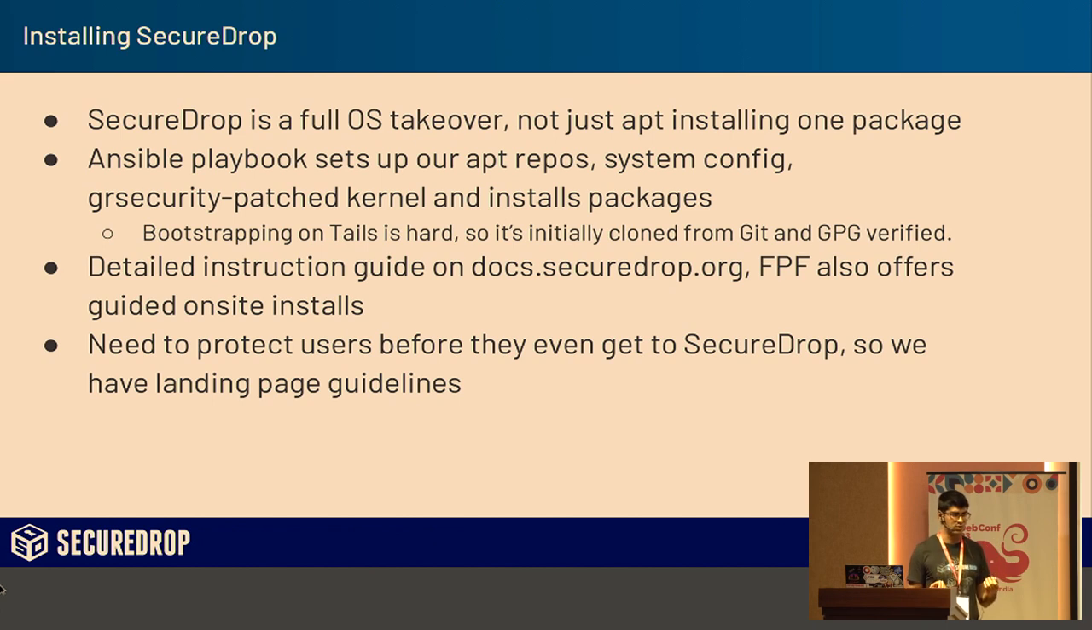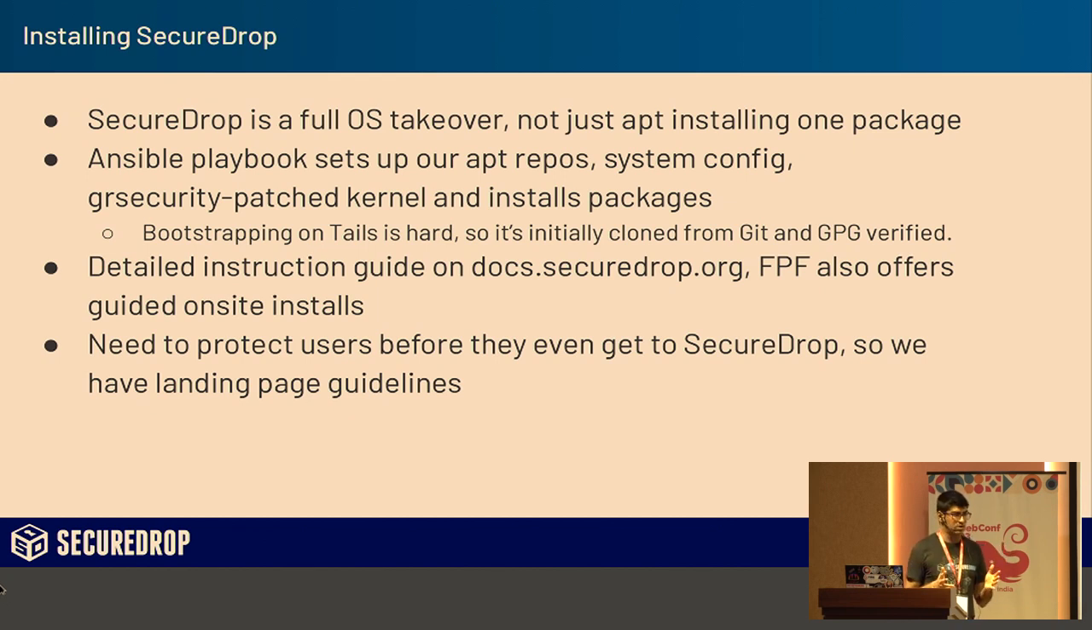They don't have our signing key or the software already ready to go. So it's initially cloned from Git, and then you have to manually GPG verify it before then running Ansible. There's a detailed installation guide with lots of screenshots and pictures on the SecureDrop documentation website, and we also offer guided on-site installs.